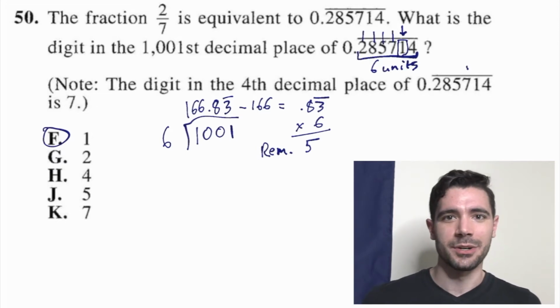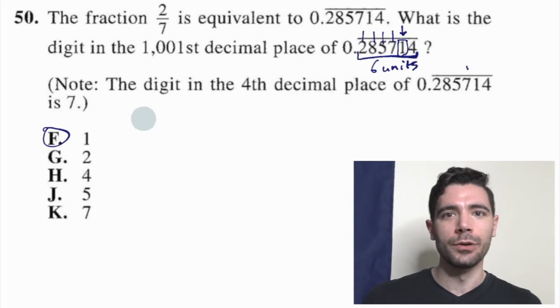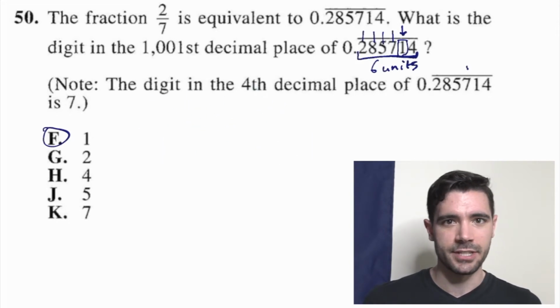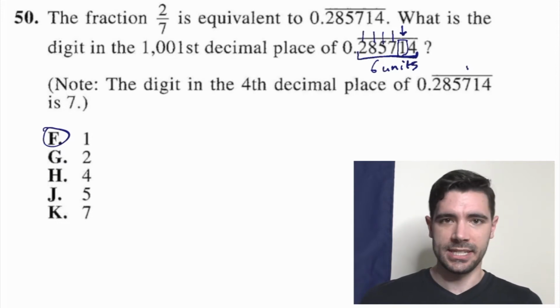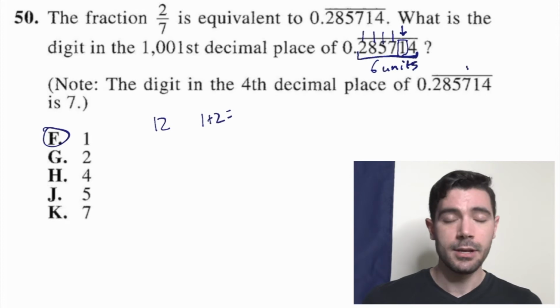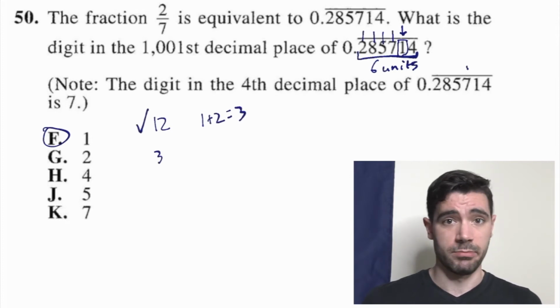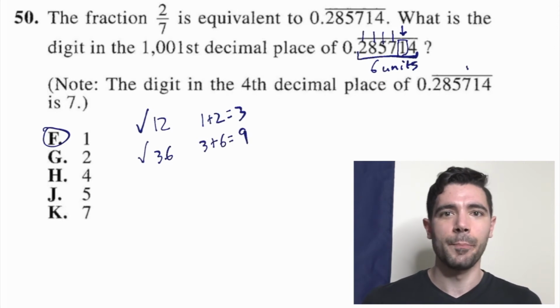The other way that you could do it is to keep in mind that there's a quick rule for determining whether something is a multiple of 6. If the digits of a number add up to be a multiple of 3, then the number itself is a multiple of 3. Like 12. 1 plus 2 is 3, which is a multiple of 3, so 12 itself is also a multiple of 3. Or say 36. 3 plus 6 is 9. 9 is a multiple of 3, so 36 is as well.